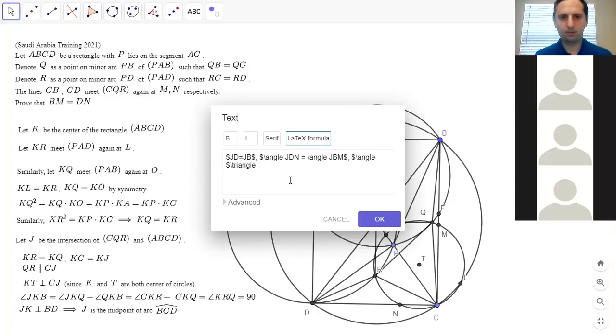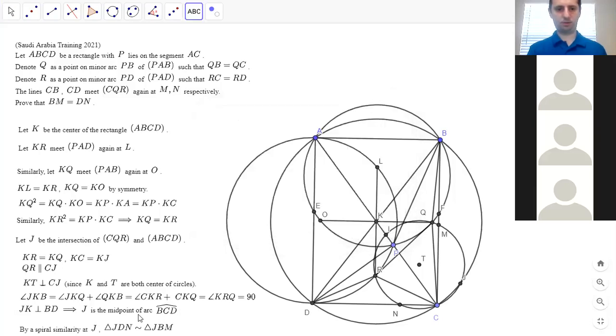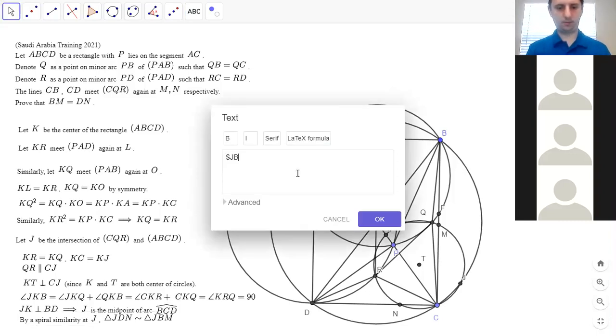No, Michael, just from the spiral similarity, triangle JMB is similar to triangle JND. They're actually congruent, right? So we could just say that. I was just going to use angle side angle, but yeah. So triangle JBN is similar to triangle JBM, and JB is equal to JD. So we have JB equals JD, which means that BM equals DM. All right, that was a nice one.